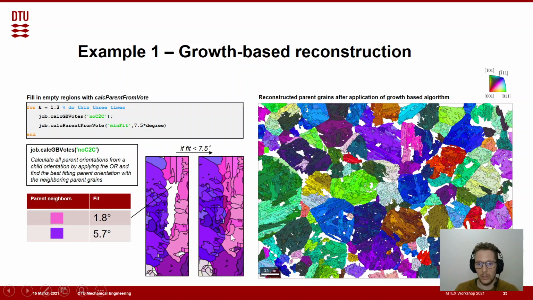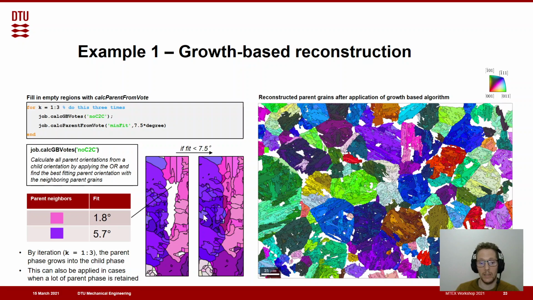So in this case, we got a lot of pink grains here because we said if fit is better than 7.5, do the reconstruction. And of course, by iterating this, the parent phase will gradually grow into the child phase. In the next iteration, we again have more parent phase, and the parent phase can grow piece by piece.